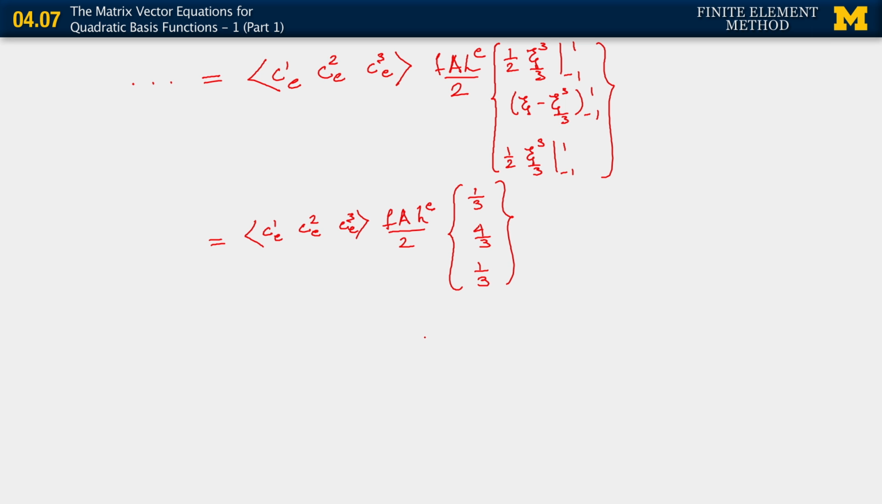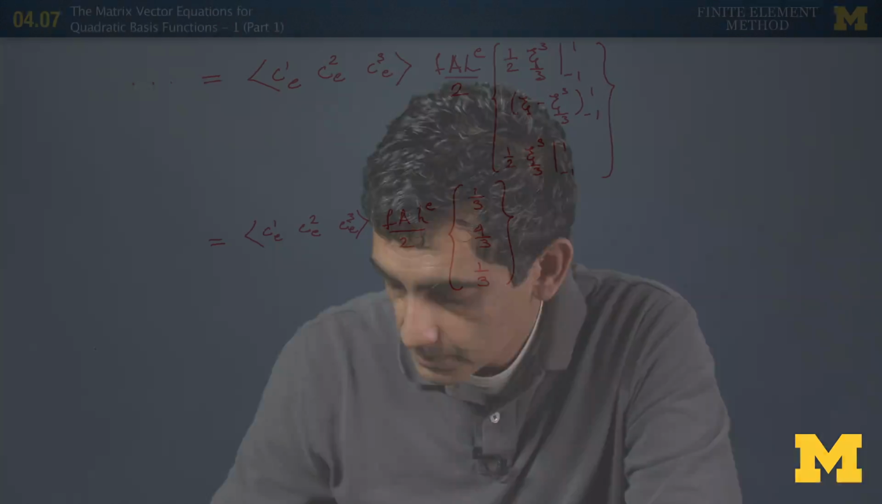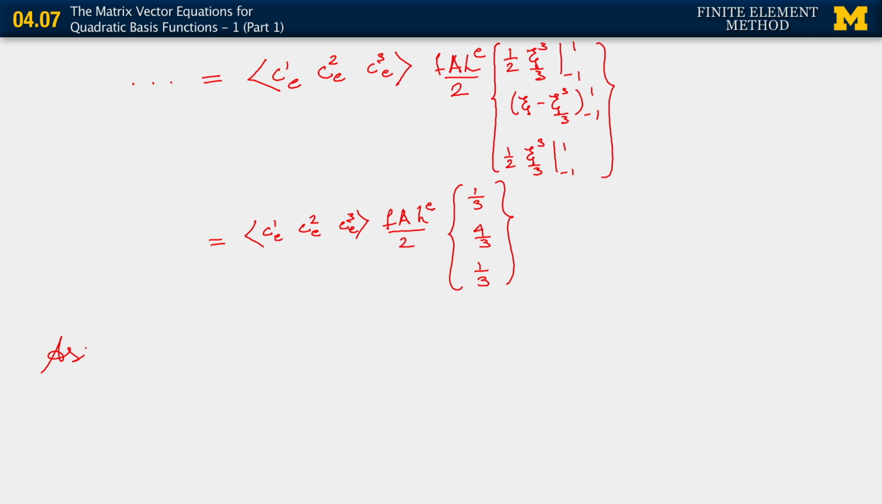Right. Okay? So this is our general representation of the contribution from the right-hand side forcing function term for a general element. What we're going to do now is go to assembly of global matrix vector equations.